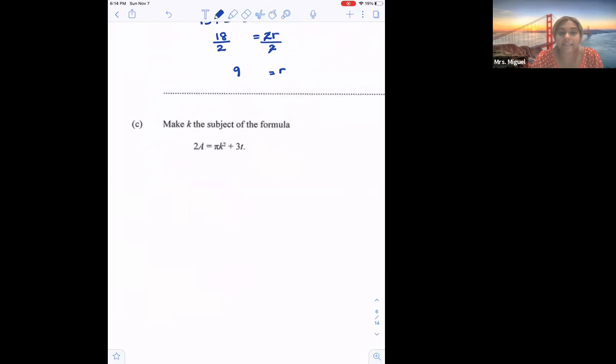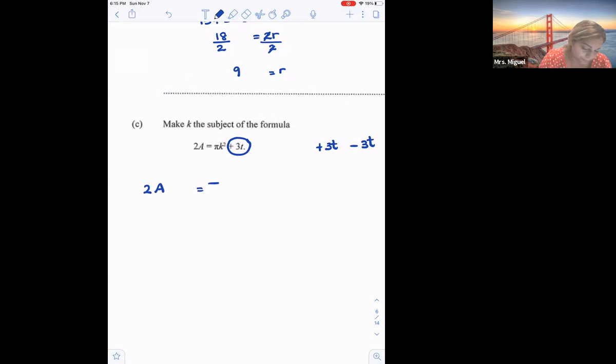Make K the subject. So here, we are taking this expression and we are literally pulling it apart until we get K. Everything that is closest to K, we leave for last, and everything that is furthest away from K, we remove first. So we remove 3t. The inverse of positive 3t is negative 3t. So we add in 3t to both sides.